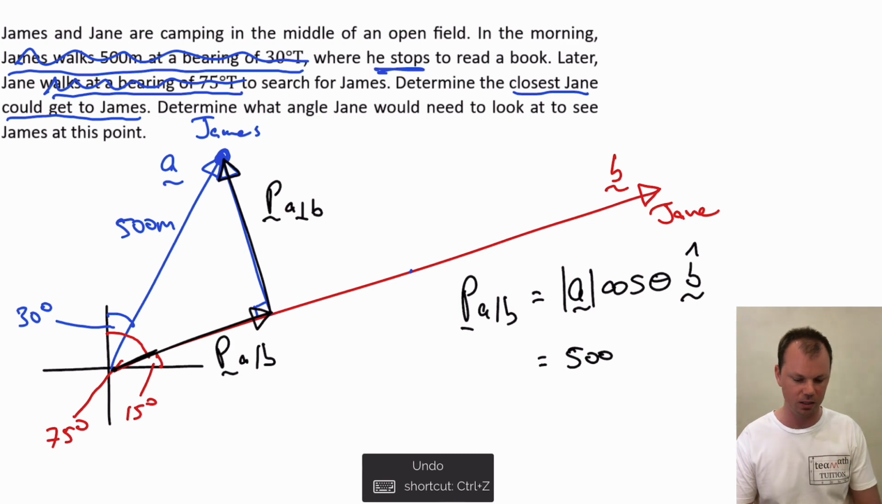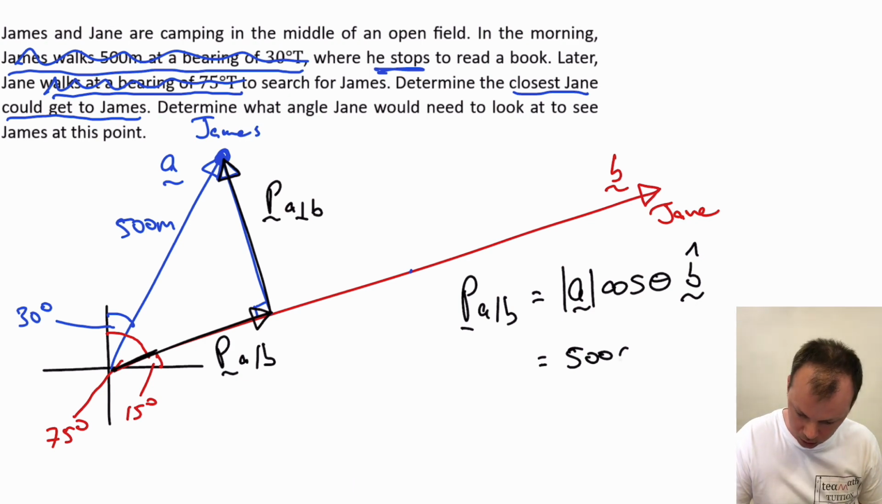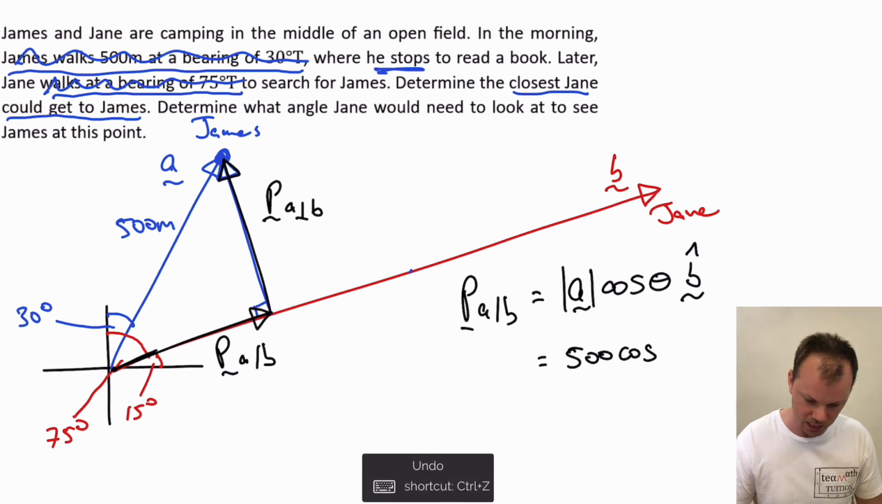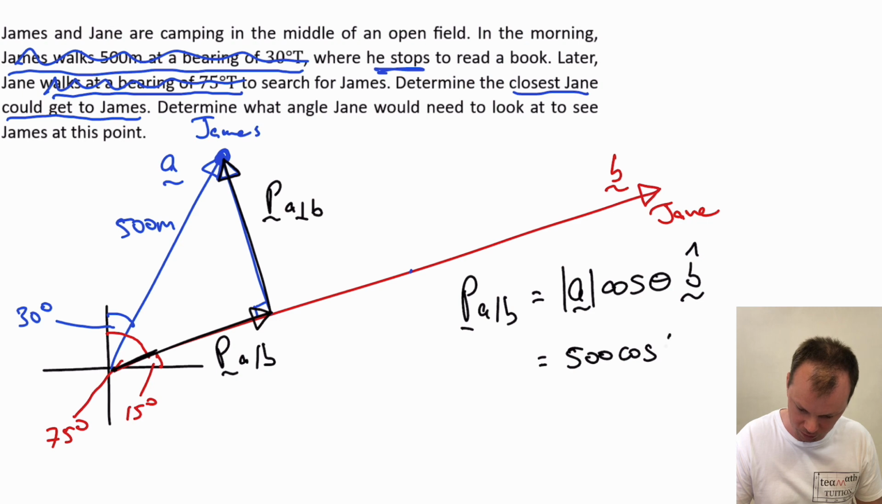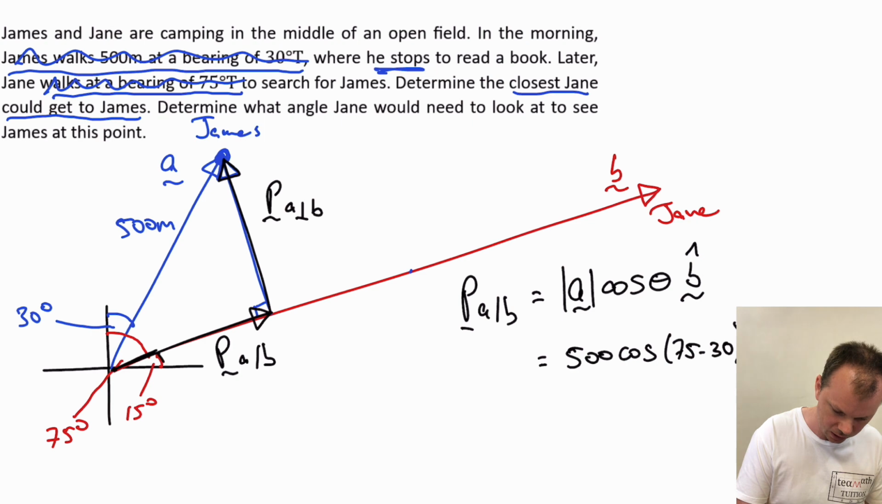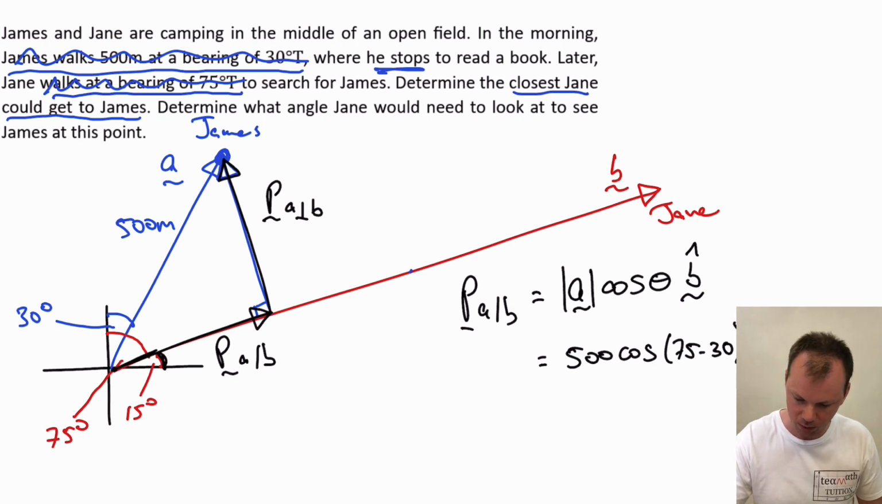It's given with magnitude and direction. Cos theta is the angle between the two vectors. So for this angle, we've got 75 minus 30 degrees. Now we've got our B hat. What's our B unit vector going to be? Well, we know this angle in here is 15 degrees. So my B unit vector is just going to be cos 15, sine 15.